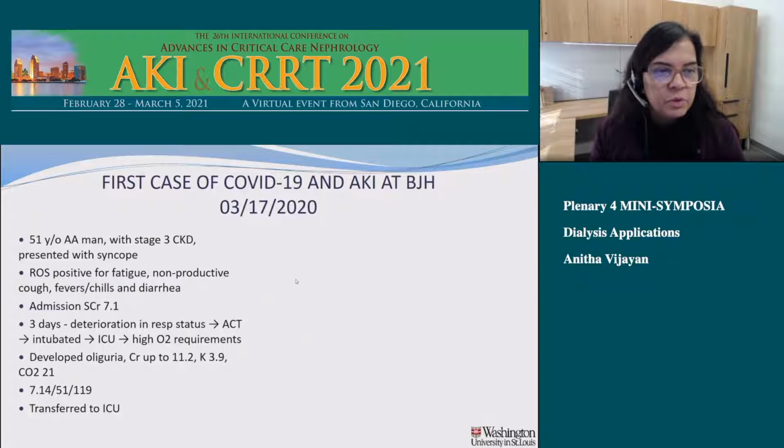So this was a 51-year-old gentleman who came in with acute kidney injury. He already had stage 3 CKD. He presented with syncope, and he also had fatigue, cough, fevers, chills, and diarrhea. His admission serum creatinine was 7.1, and the patient deteriorated rapidly in the hospital after admission, and in 3 days, an ACT or an acute care event code was called, and he was intubated and transferred to the ICU.